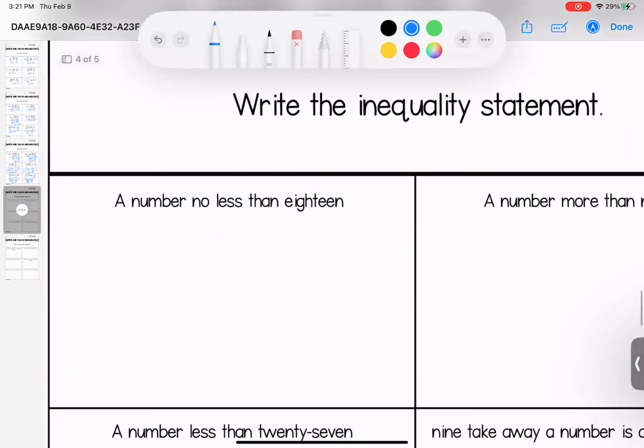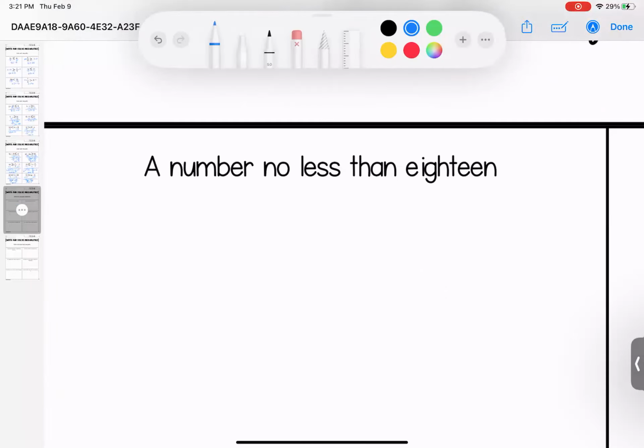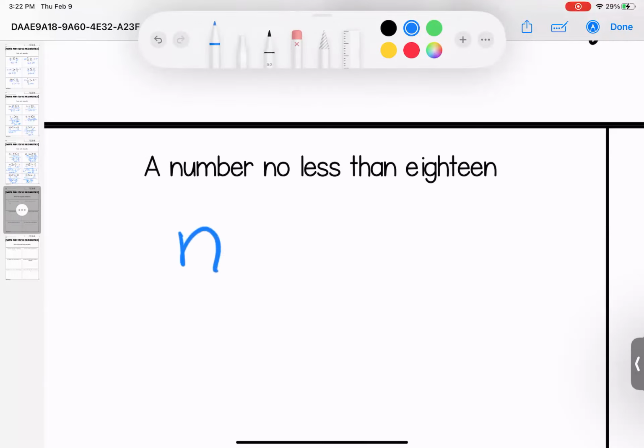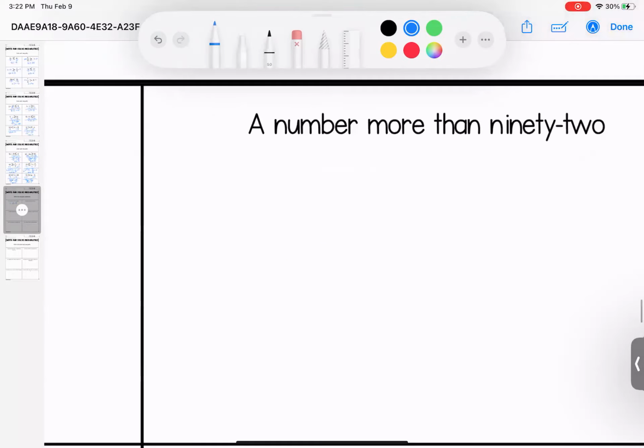All right, let's talk about writing our inequalities. Remember, take these step by step. Ask yourself, what are they asking me to do? Add, subtract, multiply, divide. And what are they asking me to use? It says a number is no less than 18. Pull your parts out. Now, no less than 18 means that the minimum number is 18. And it's no less, meaning that it has to be bigger. n is greater than or equal to 18.